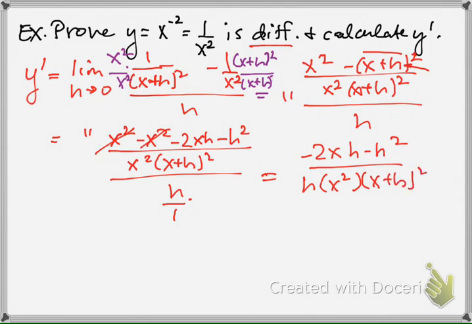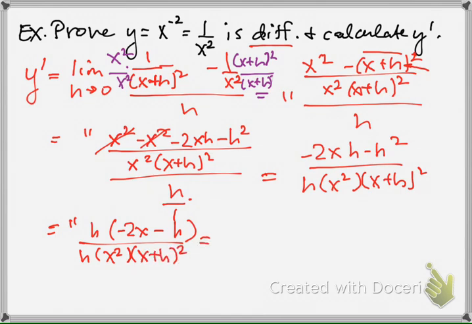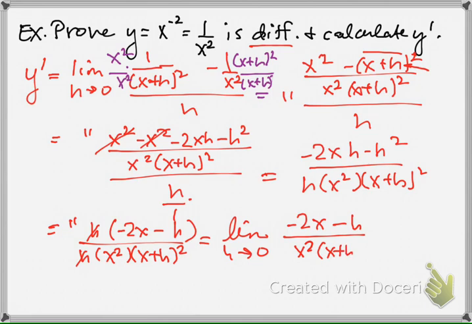Now, what do I notice? There is an h in common in my numerator, so I can factor that h out, and I'll have h times negative 2x minus h, all over h times x squared times x plus h squared. My h's cancel, and now I'm going to write my limit back. I'm left with negative 2x minus h, all over x squared times x plus h squared.